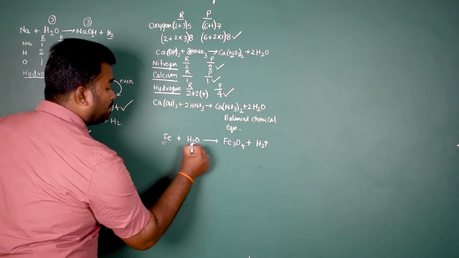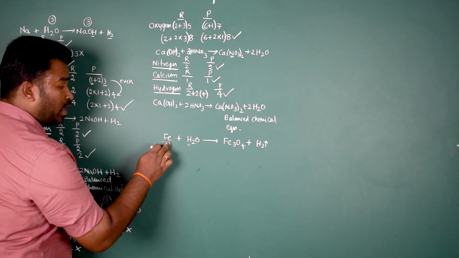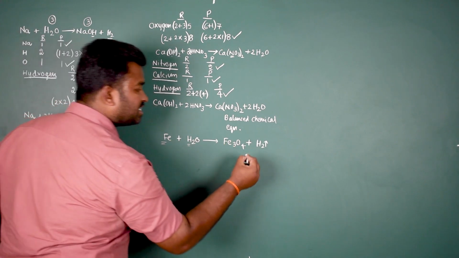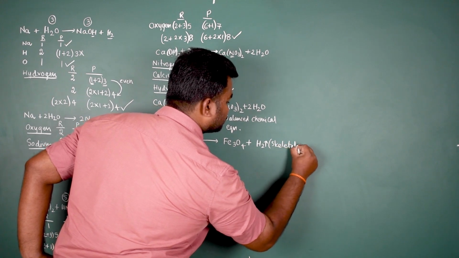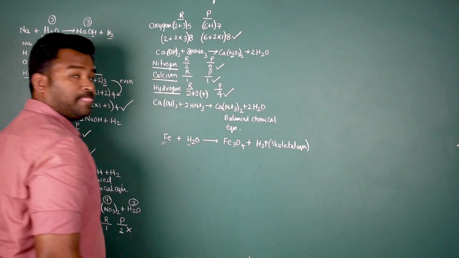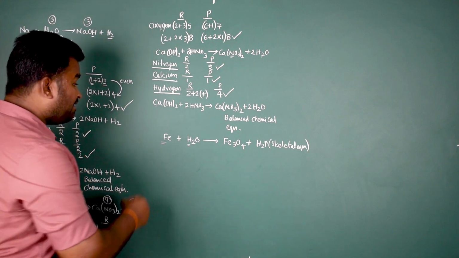Now let me do something to this. First tell me if this is a balanced equation. No, right? Here there is one iron, and there are 3 irons. So this is a skeletal equation. Yes? Then how about this equation?